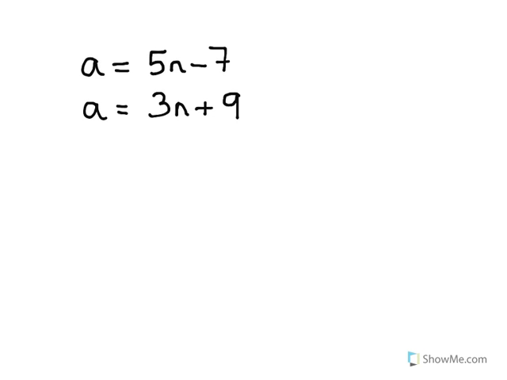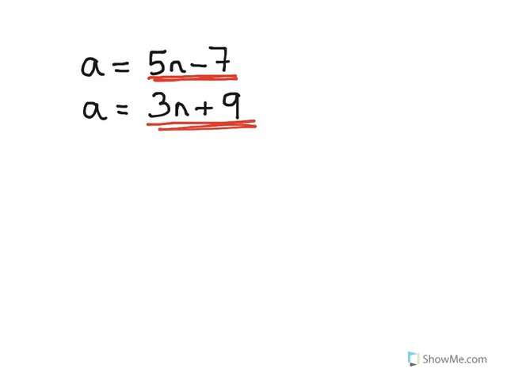There is a number that can be represented by both of these expressions. The first expression is 5n minus 7. And the second expression is 3n plus 1. Both of these expressions represent this number.